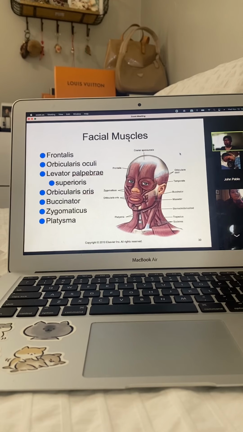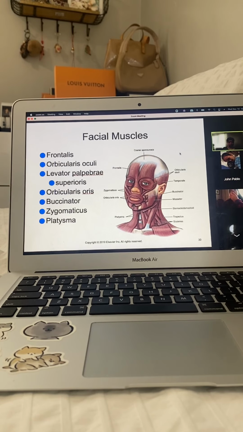So the facial muscles, you have your frontalis, the one on the forehead, your orbicularis oculi. Frontalis for frowning, orbicularis oculi for blinking, and you have levator palpebrae superioris, that is underneath your orbicularis oculi. So it's not shown here. Orbicularis oris, the one that encircles the mouth.